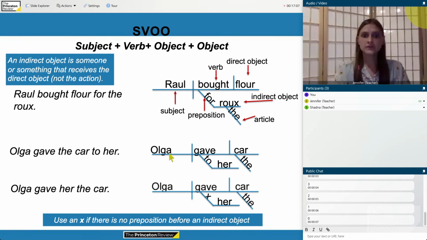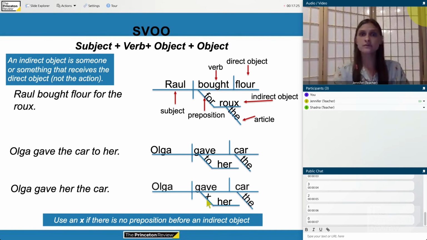So these two diagrams are very similar. The only difference is that one has a preposition and one doesn't. And you might see sentence diagrams in which the X isn't there as a placeholder for the preposition. So it can be done either way. If you're doing them in school, do whatever way your teacher tells you to do.